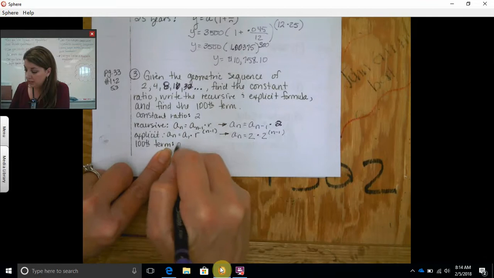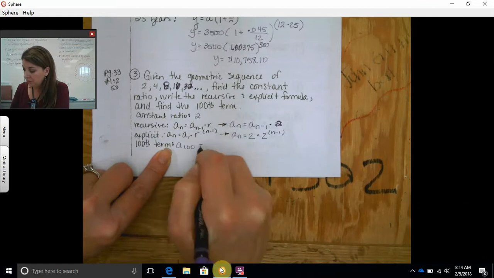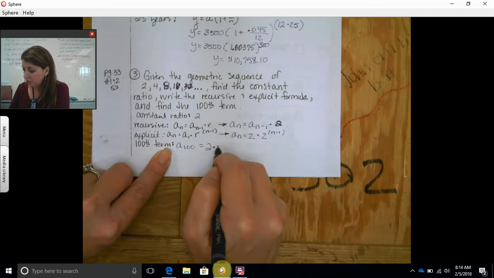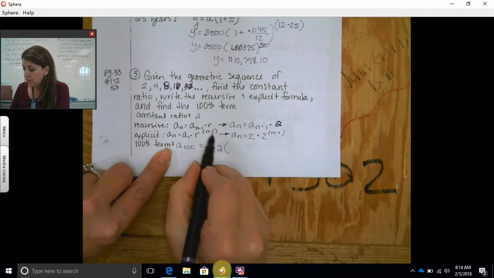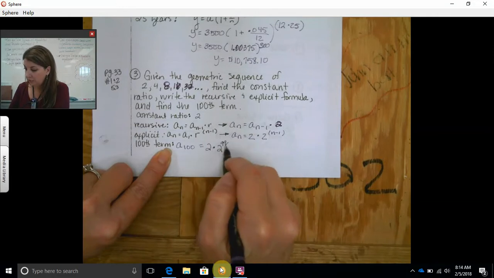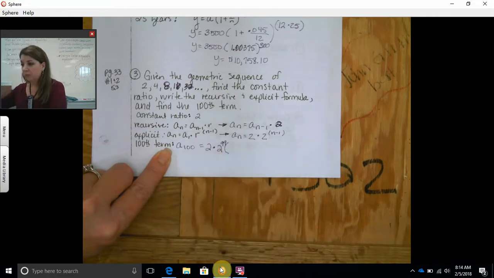So we would be looking for a sub 100 equals, a sub 1 is my first term, which is 2, times my common ratio is also 2, raised to the n minus 1, that's 100 minus 1 is 99. I didn't mean to put that parenthesis there. Somebody borrowed my whiteout, and who knows where it is.